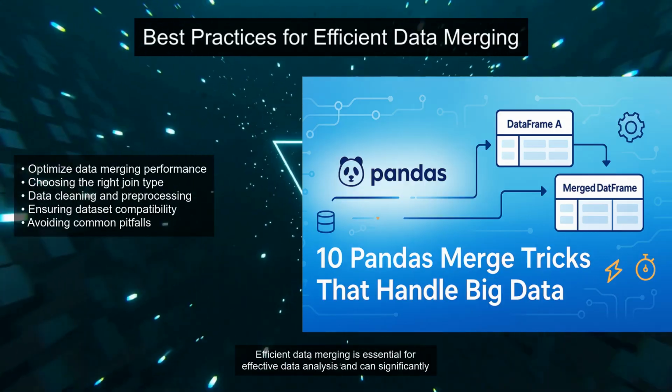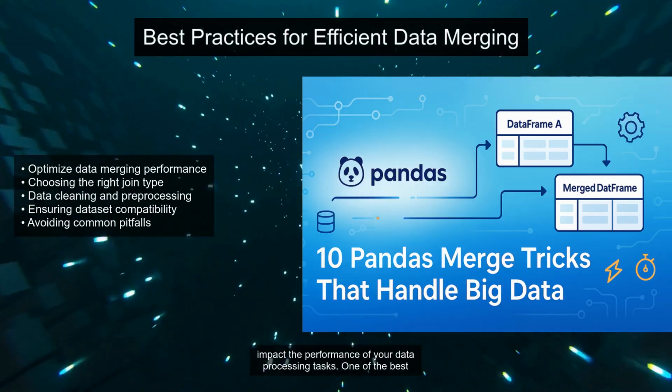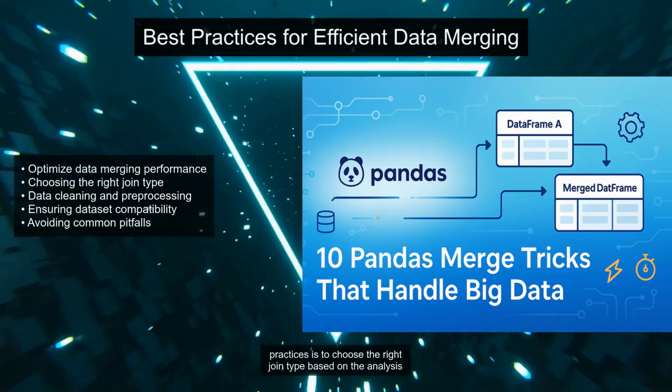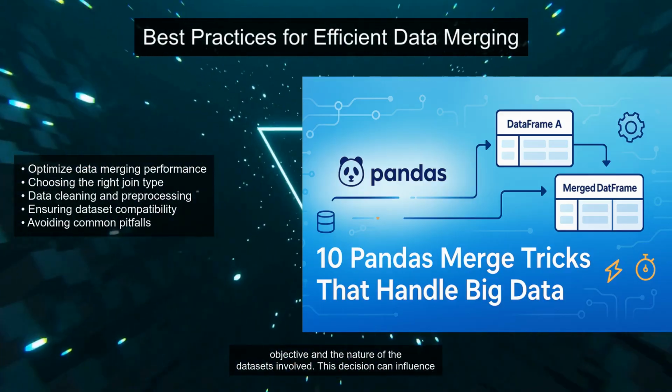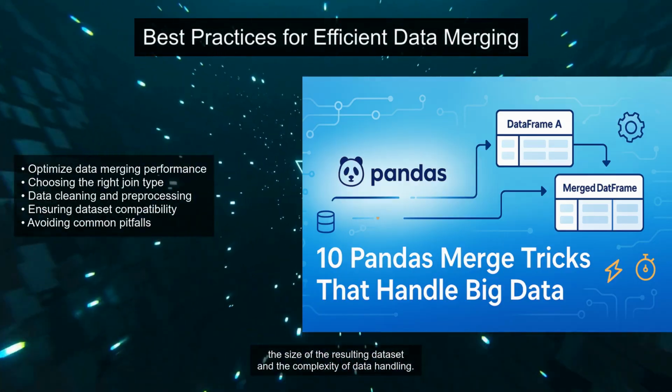Efficient data merging is essential for effective data analysis and can significantly impact the performance of your data processing tasks. One of the best practices is to choose the right join type based on the analysis objective and the nature of the datasets involved. This decision can influence the size of the resulting dataset and the complexity of data handling.